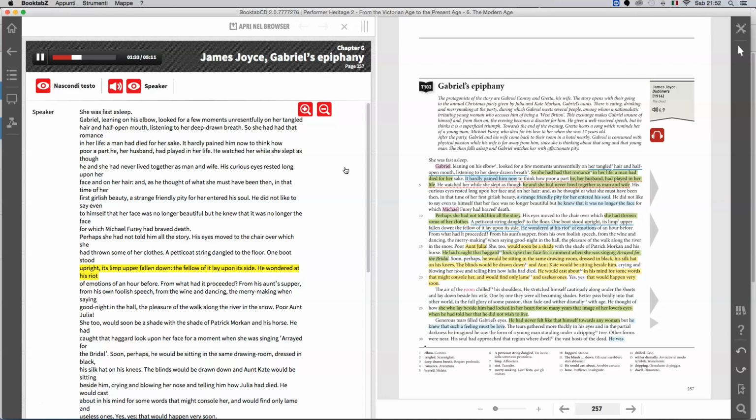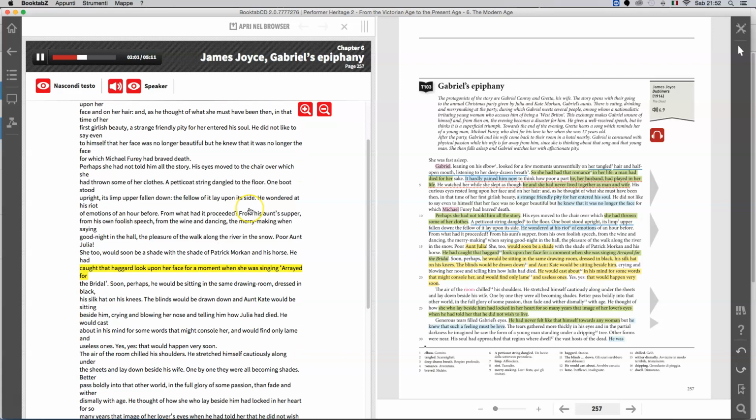He wondered at his riot of emotions of an hour before. From what had it proceeded? From his aunt's supper, from his own foolish speech, from the wine and dancing, the merrymaking when saying good night in the hall, the pleasure of the walk along the river in the snow. Poor Aunt Julia! She too would soon be a shade with the shade of Patrick Morkan and his horse. He had caught that haggard look upon her face for a moment when she was singing Arrayed for the Bridal.